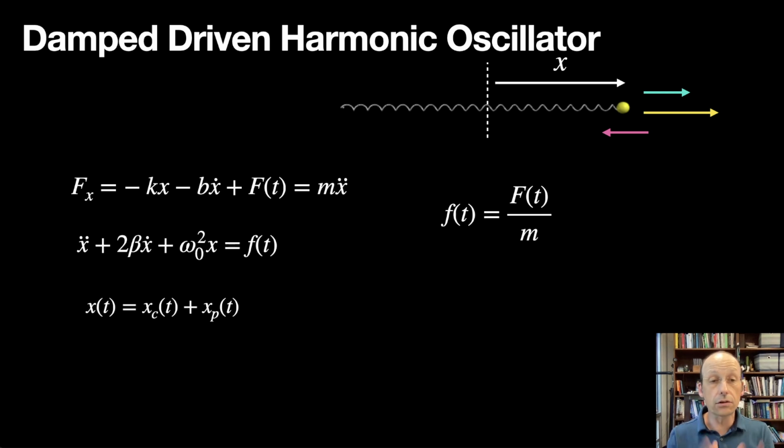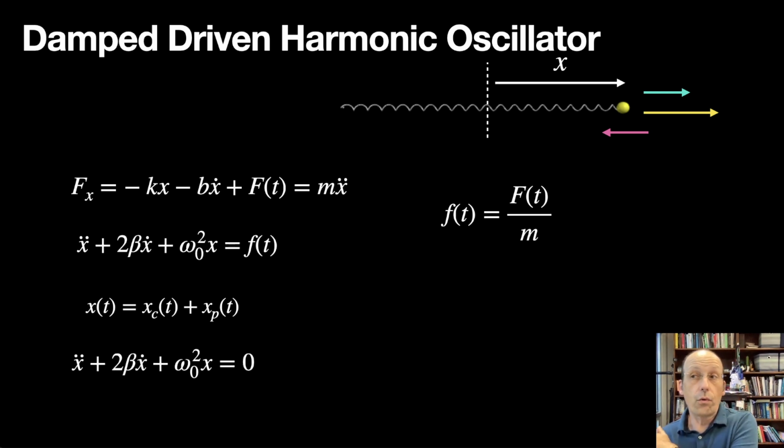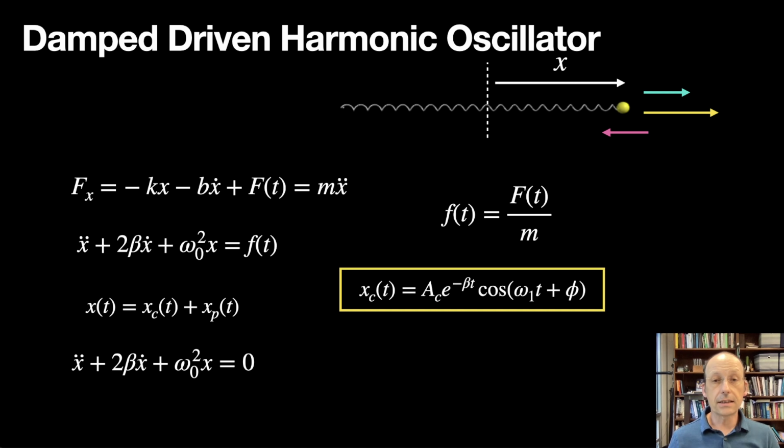It turns out that the solution to this can be broken into a characteristic solution, x_c of t, plus a particular solution, x_p of t. The characteristic solution is the solution to this when the driving force is 0, and that we know the solution to. This is the characteristic solution, and it looks like this. This is the solution to the damped oscillator. Yes, I do have a video explaining this, and it's part of that playlist down below. This one's not too terribly difficult to derive, but let me just point out some important things here.